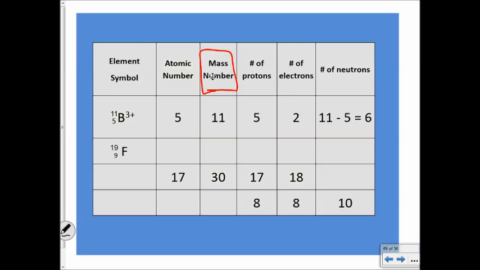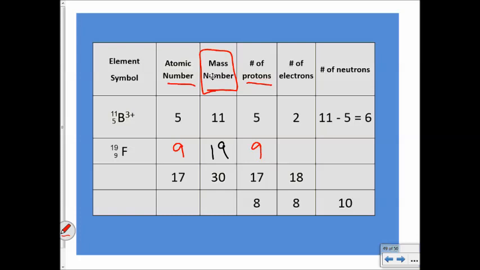So we have a fluorine atom. What's its mass number? 19. Its mass number is 19, so I'm going to put that in here, 19. What's its atomic number? 9. The atomic number also tells me another one, the protons. So these two, the protons and the atomic number, should always match. Should always be the same.